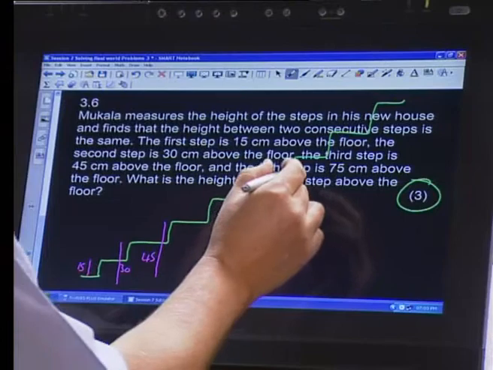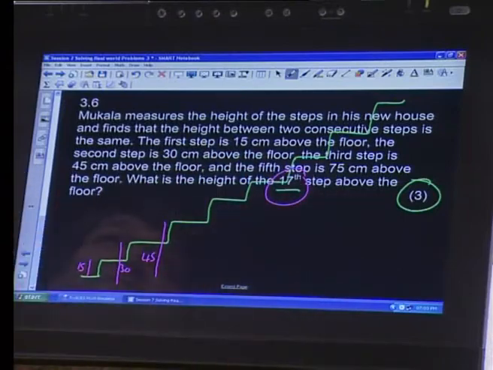So, what are we asking ourselves? Okay? We're asking ourselves how high is each step? So if the first one's 50, the second height's 30, the next one's 45, I can see that each step is 15 centimeters high. So now the question is, how high is 17?